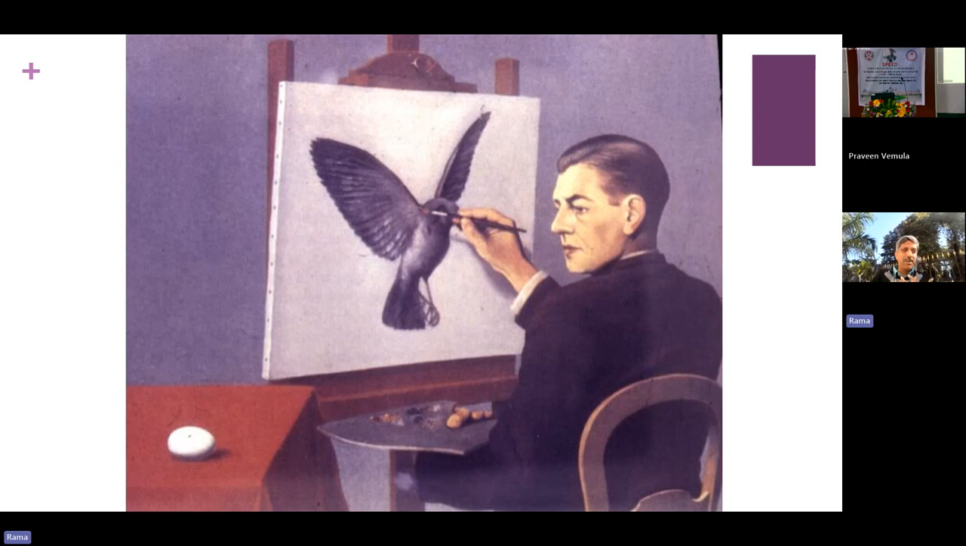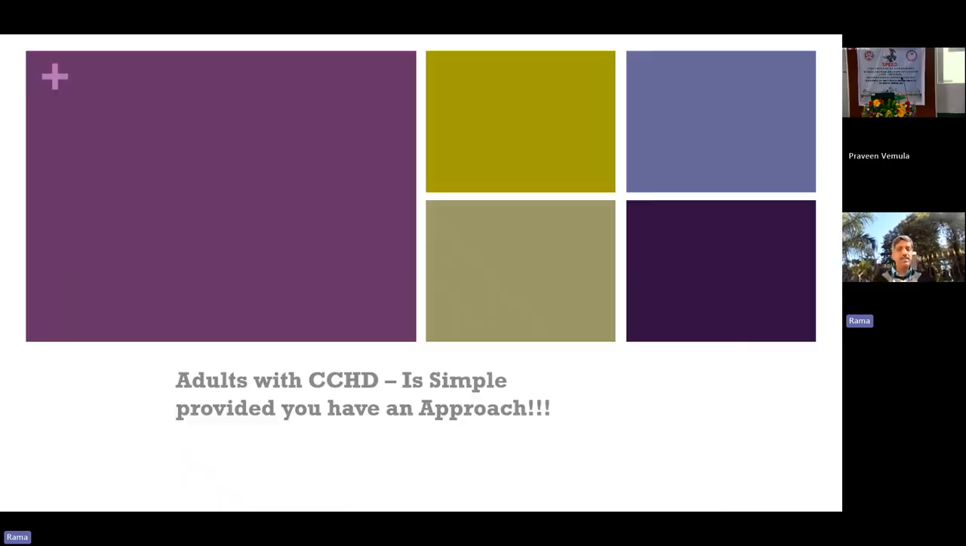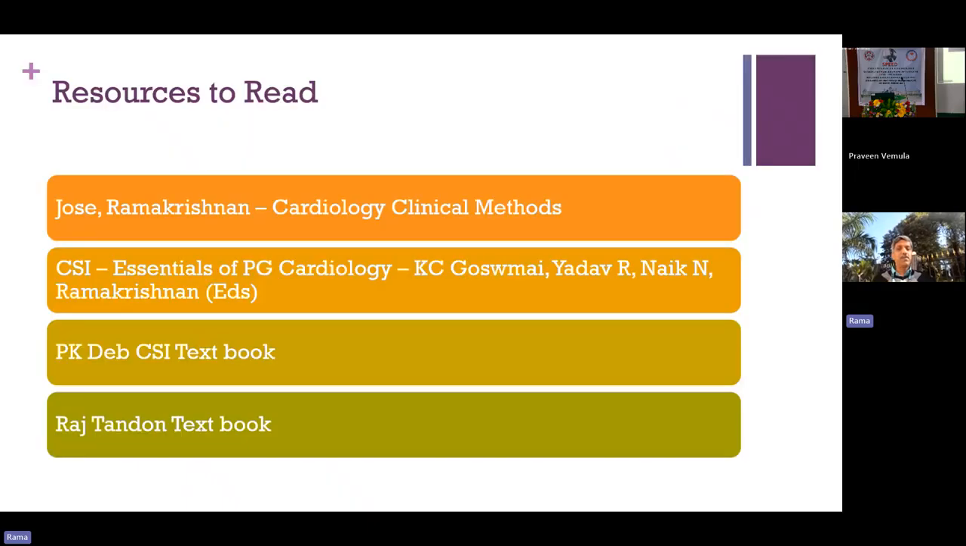You can have TOF with absent pulmonary valve, which is a TOF-like picture with an aneurysm. So these are the ones that can be differentiated. Among the TOF physiology, I have told you how to differentiate. Same way, what are the typical Eisenmenger syndrome features and the ways to differentiate between Eisenmenger syndrome, I have told you. So hope you enjoyed this lecture. It's very simple provided you have an approach. And these are the essential textbooks that I would recommend for you to read. I think these are very good sources. So thank you for patient listening.